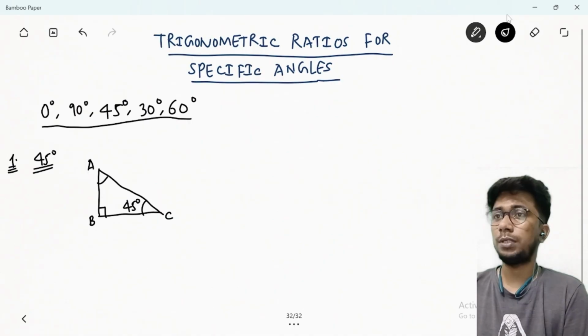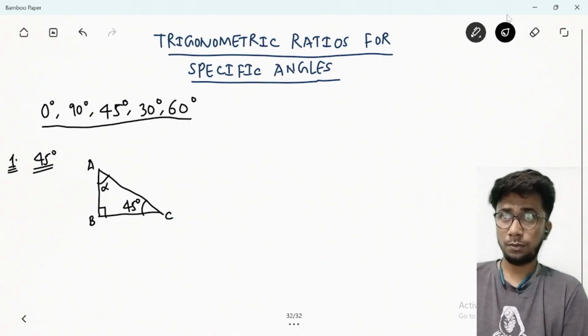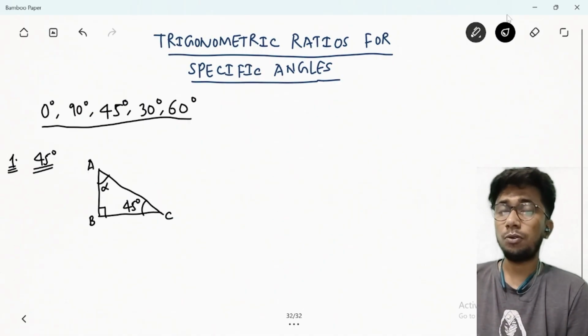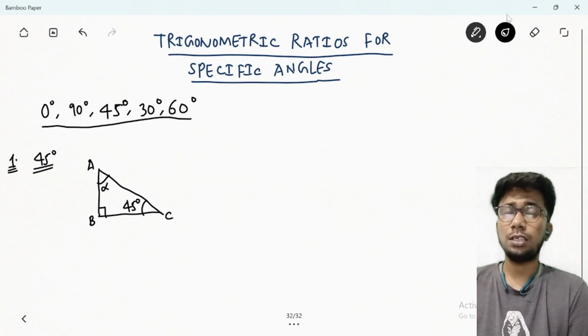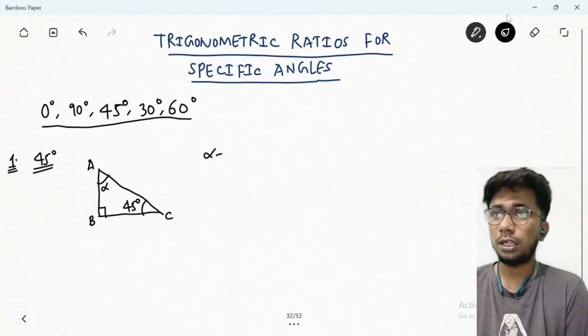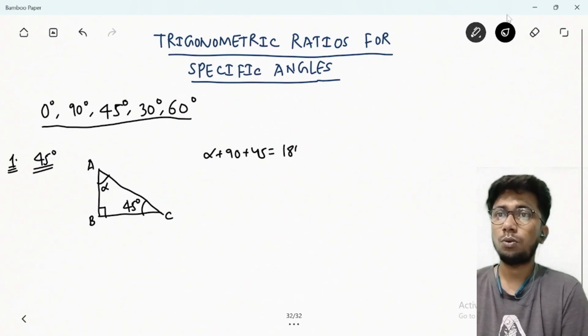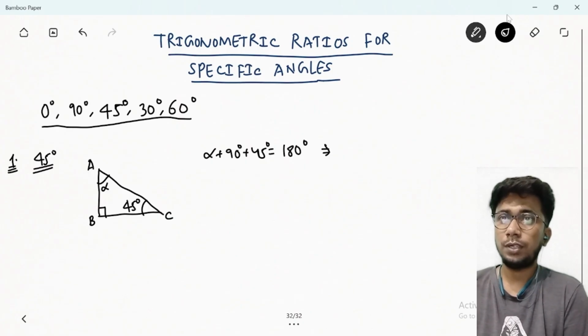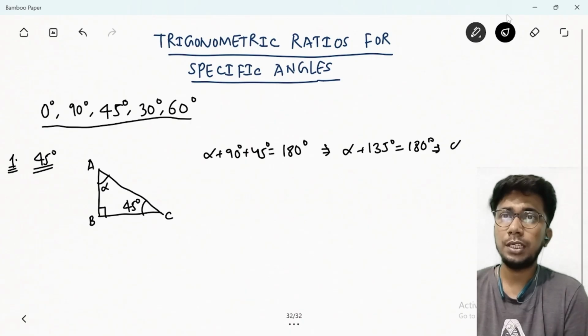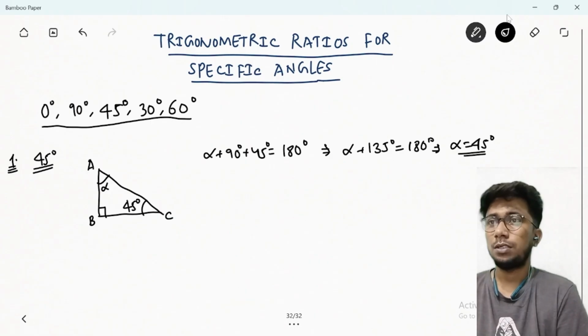So what will be this angle, this alpha? We know that sum of the interior angles of any triangle is 180. So clearly this alpha plus 90 plus 45 is 180 degrees. Fine. So we can calculate this alpha plus 135 degrees equals 180 degrees. This will simply give us alpha is nothing but 45 degrees.